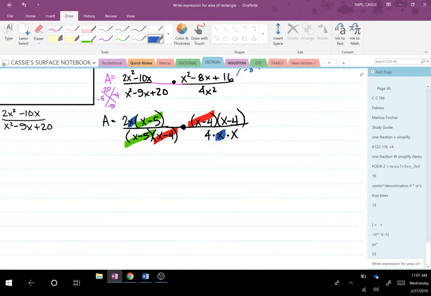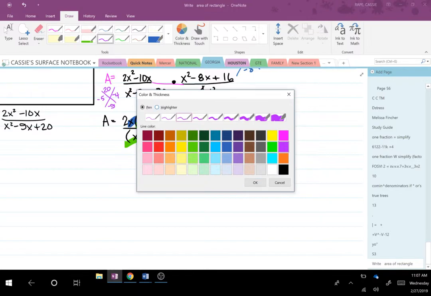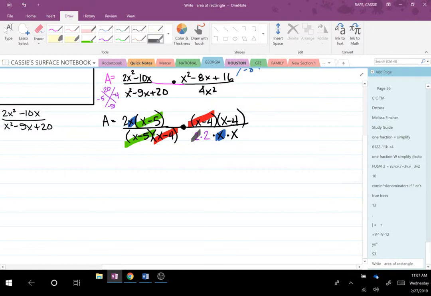Lastly, I've got a 2 and a 4. Remember that 4 is not prime. 4 is actually the same as 2 times 2. So if I rewrote 4 as 2 times 2, you can see that one of those 2's would cancel with this 2 sitting out in front in the numerator. So now all of this stuff is gone. One of those 2's is gone, and that x is gone.